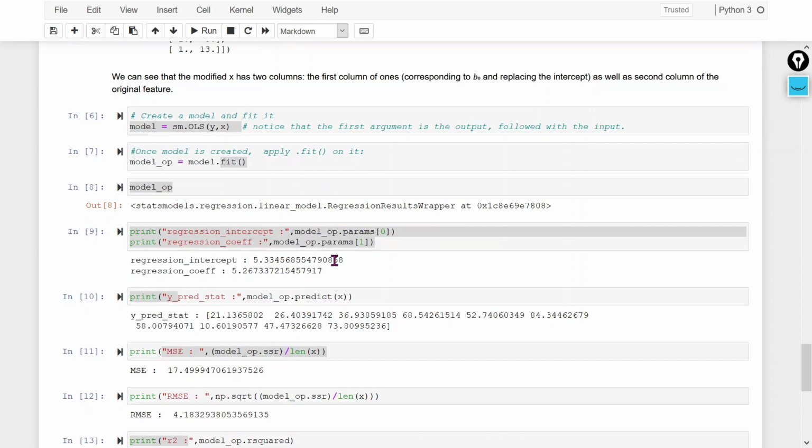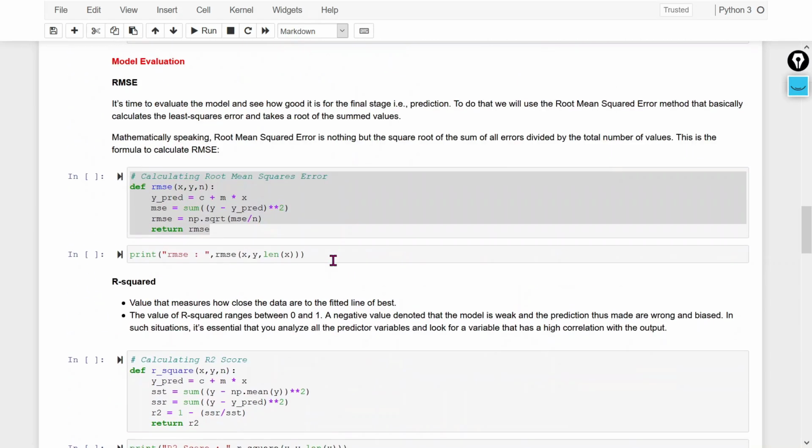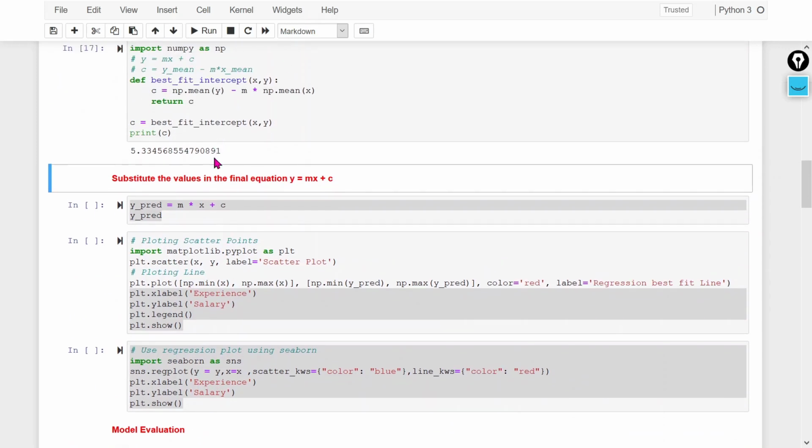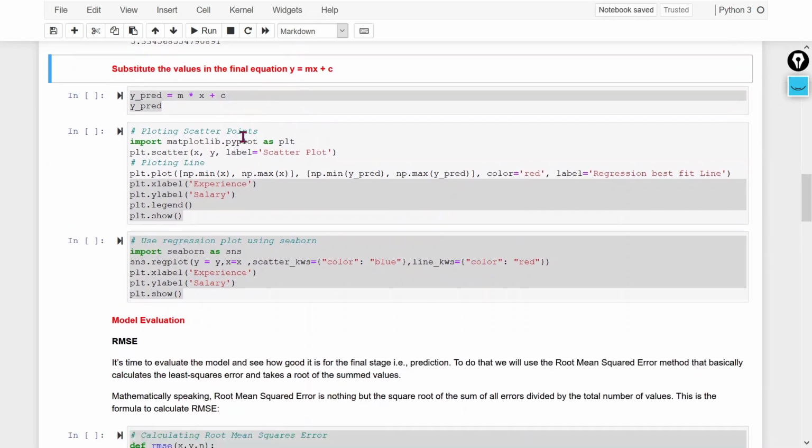It means our intercept and coefficient are verified. I am getting the same intercept and coefficient with the help of vanilla Python and the math intuition we have behind the OLS.